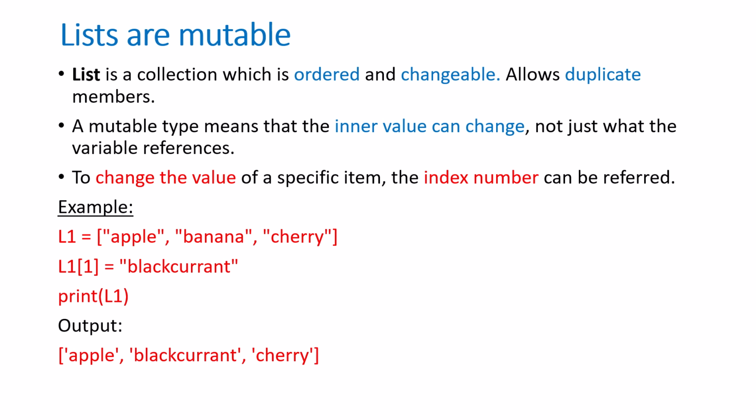To change the value of a specific item, the index number can be referred to. So here is an example. L1 equal to a collection of data items: apple, banana, cherry. Now L1 of 1 equal to, instead of banana, it should be changed to some other fruit name, say blackcurrant. Now when you try to print L1, the output we get is apple, comma, blackcurrant, comma, cherry.